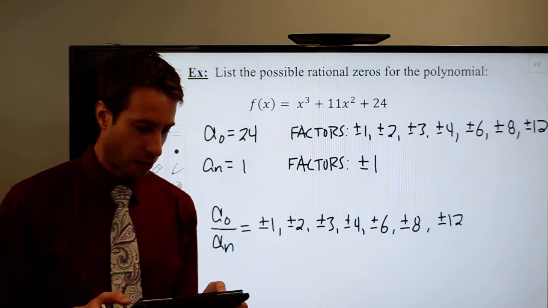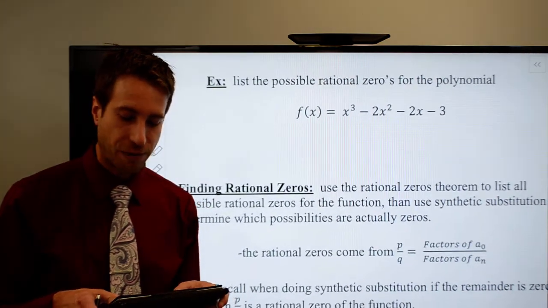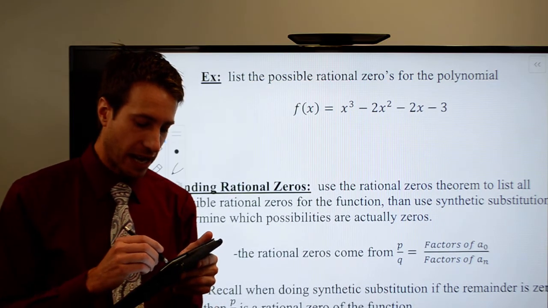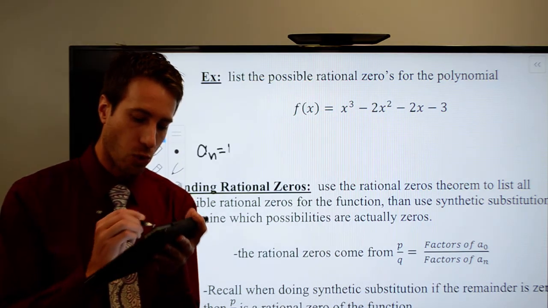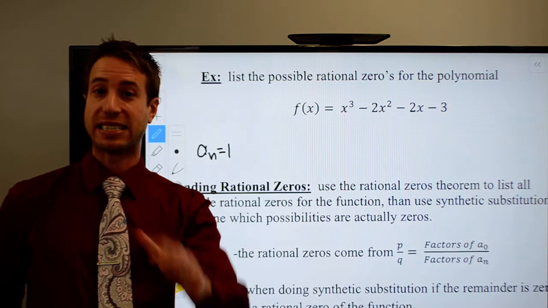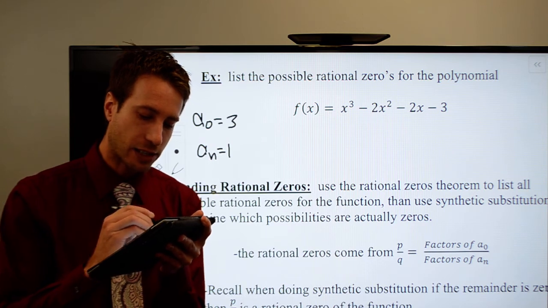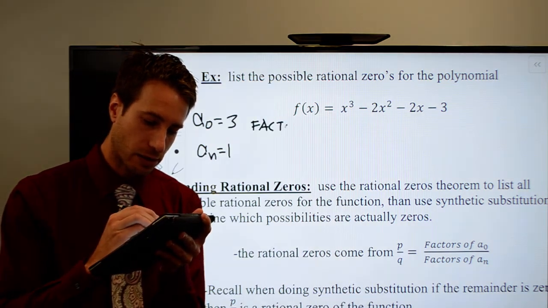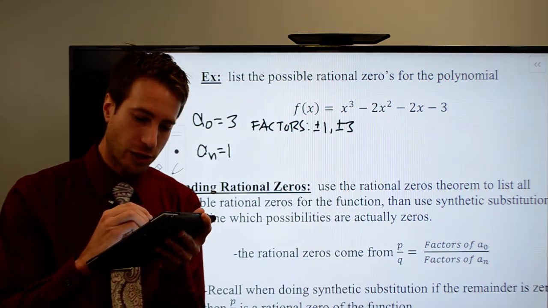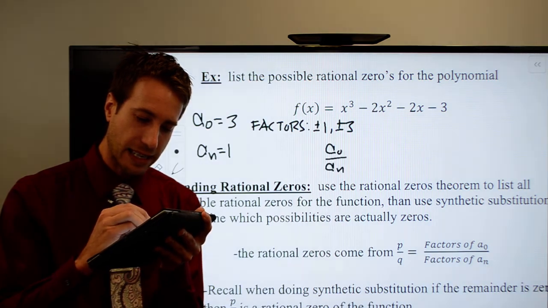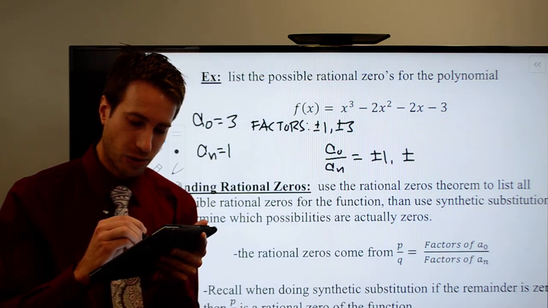Let's do one more. I got one more for you here on the next page. That's going to be much, much more like what you can expect to see from me when it comes to these problems. Again, right away you recognize the leading coefficient is a 1, which means that an is equal to 1 and its factors are plus or minus 1. What that tells you is your list is just going to be whatever a naught is. Well, a naught is 3, which means the factors are plus or minus 1, plus or minus 3. So a naught over an is equal to a naught. It's plus or minus 1 and plus or minus 3.